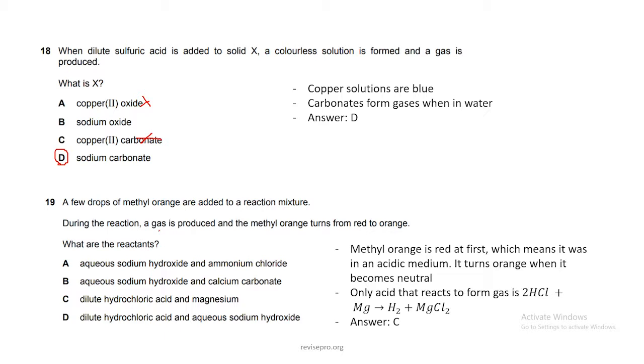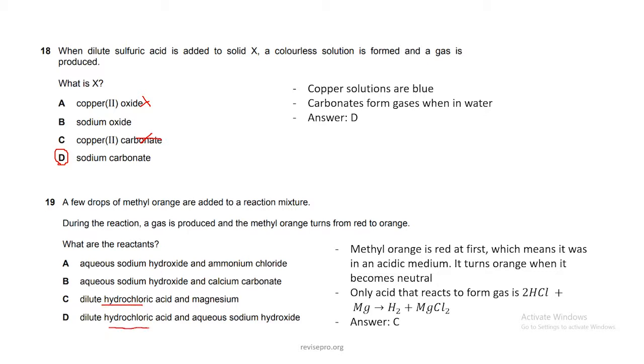So initially, before the reaction occurs, the solution is red. The solution is red because it is in an acidic medium. So you know that your options should involve an acid because the methyl orange was originally red. So it leaves us with option C or option D because both of them contain acid.